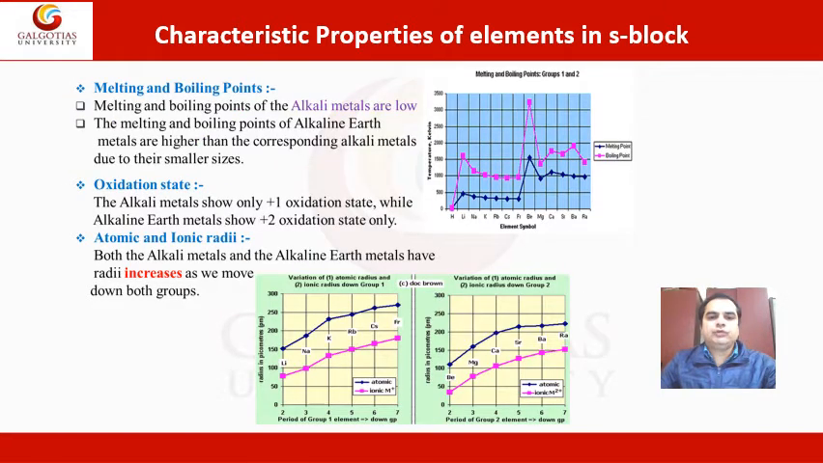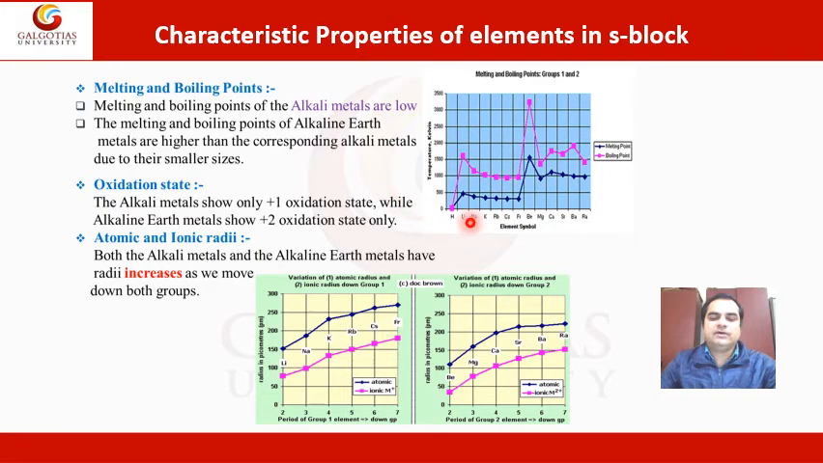Now let us discuss a few more important characteristic properties of elements that exist in the s block of the modern periodic table. If we discuss the melting points and boiling points of these s block elements, then we find that both the melting and boiling points of alkali metals are low, and the melting and boiling points of alkaline earth metals are higher than the corresponding alkali metals due to their small size.